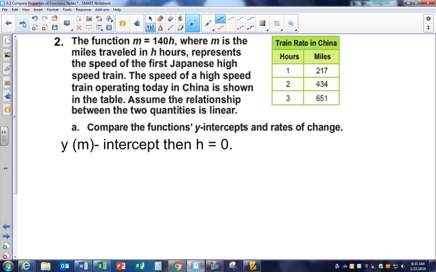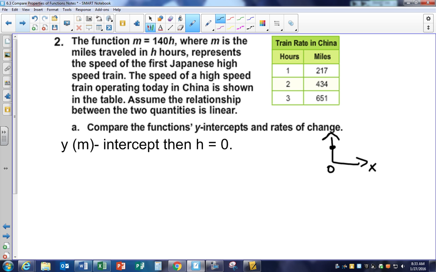Welcome back. Now we're going to look at the y-intercept of functions and their rates of change. Remember, if we go back to the graph, you think about where it hits the y-intercept. If it's hitting the y-intercept, right here on our graph, then x has to be 0. That's something you have to keep in mind.